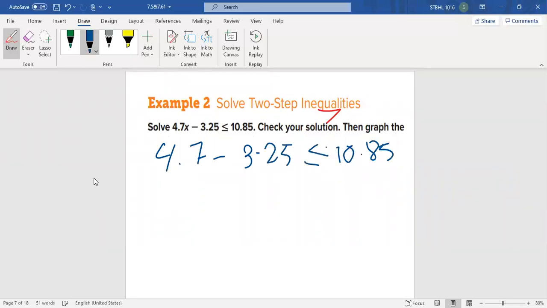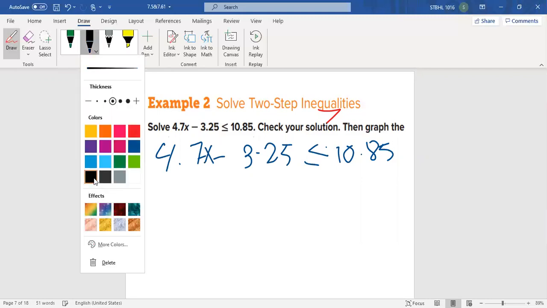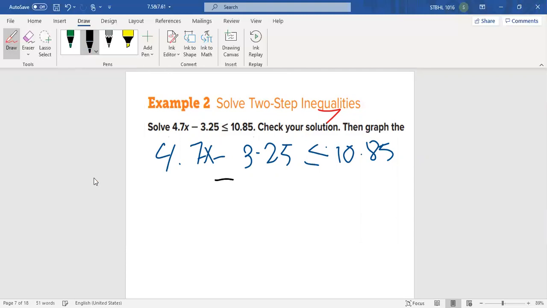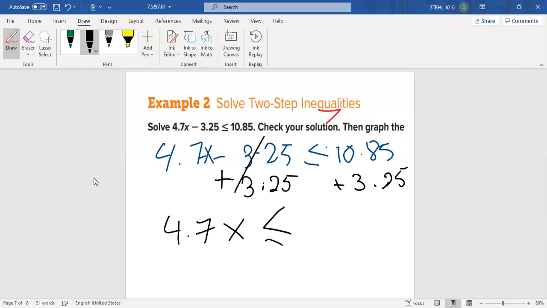So we have two operations. So I'm going to start with adding and subtracting. So I will cancel it first. Cancel what? Cancel the subtraction by adding 3.25 to both sides. Now cancel these together. 4.7x is less than or equal to 14.1.